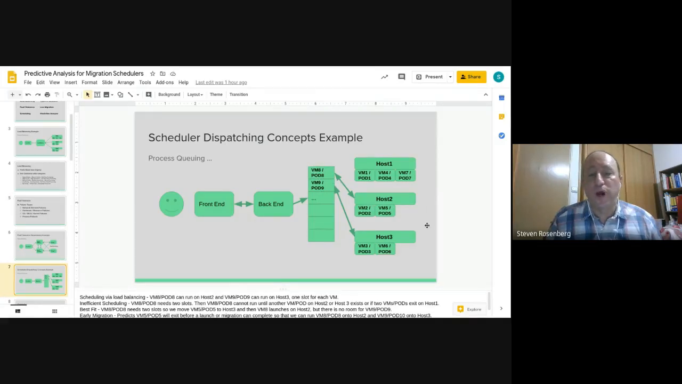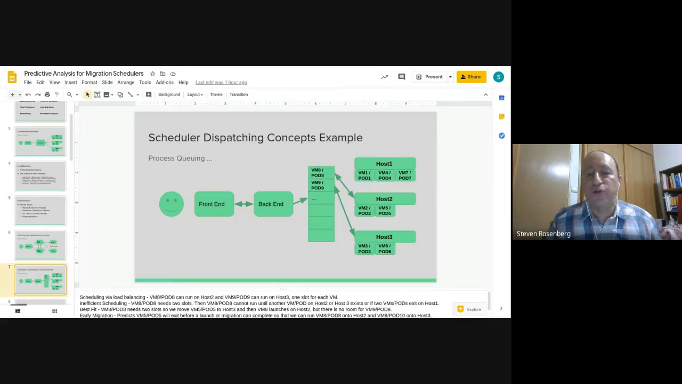So if we want a better scenario and we want to be more intelligent, we could say, well, okay, let's migrate process five to host three. And then we can do the launching or migration of process eight onto host two.